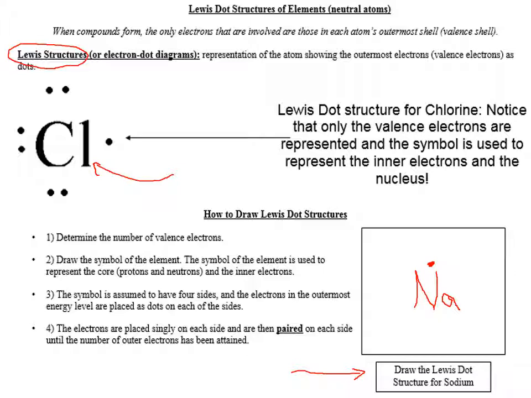Again, it does have more than just one electron, but we don't see it here. We replace the inner electrons and the nucleus with the symbol, and we simply put the valence electron because that's the one that's going to be participating in the chemical reaction that we're going to study later on.